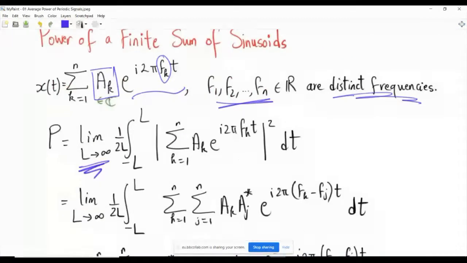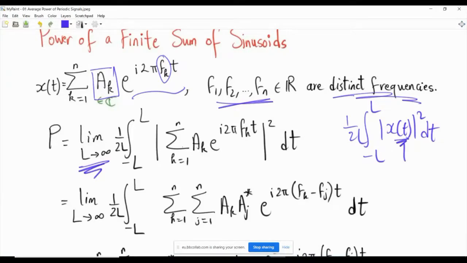Okay, so the definition of average power, again using the original limit expression, because maybe the sum actually is not periodic, is that we will take the magnitude of x of t squared, integrate from minus L to L dt, and then we scale by 1 over 2L, and take the limit as L goes to infinity. So now x of t itself is a summation. It's a sum of those n complex sinusoids, each with its amplitude, and most importantly, each has a different frequency.